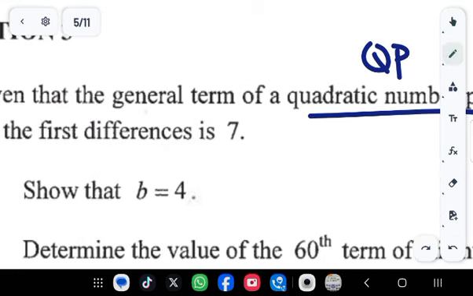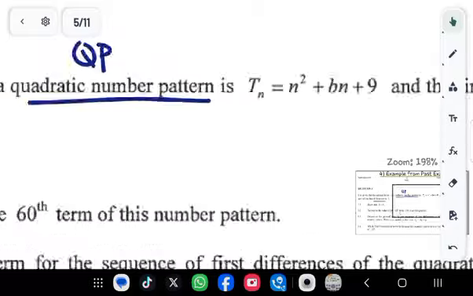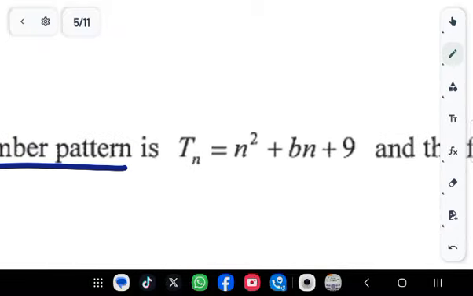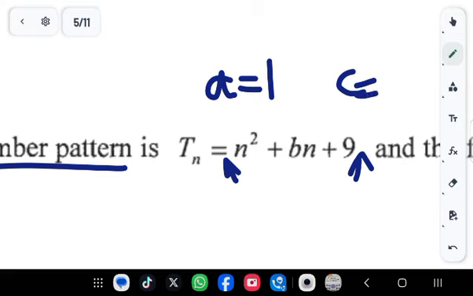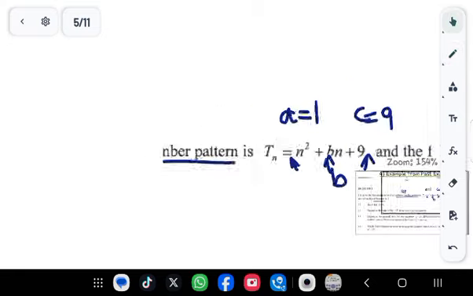So you have the general term of the quadratic pattern, which has got the following information: a equals 1, that is the coefficient of n squared, and c equals 9, which is the constant. And then b is what you're trying to figure out.